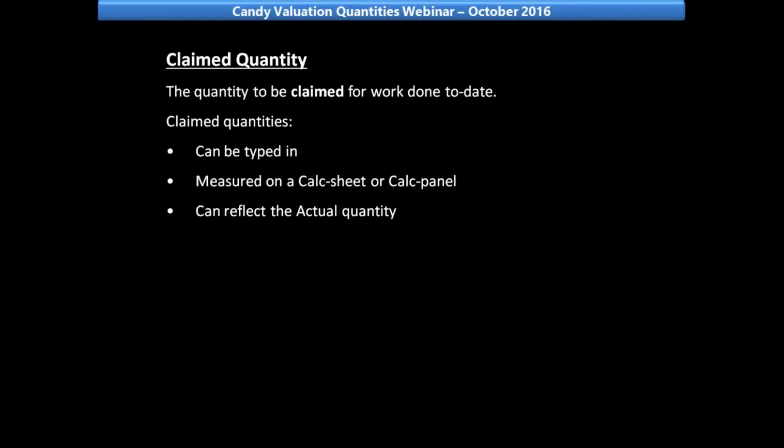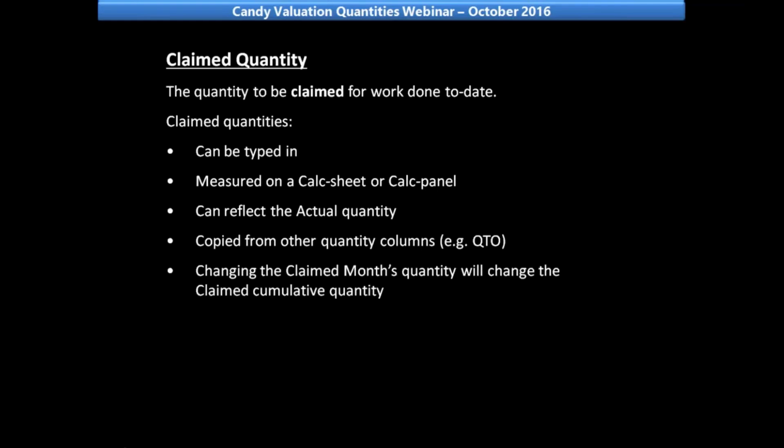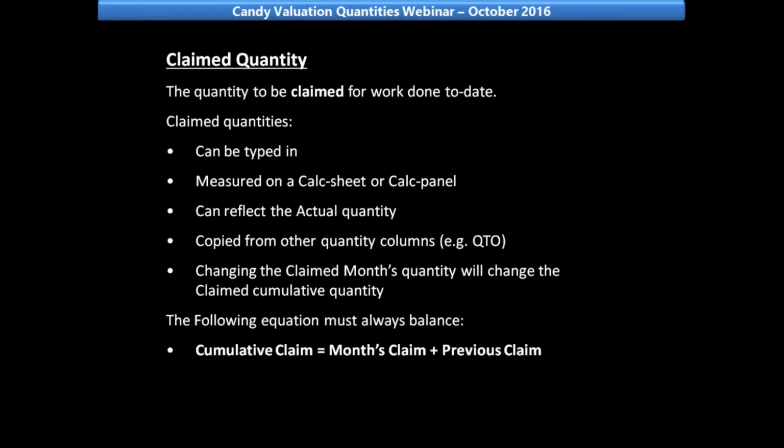Then we have claimed quantity, the quantity to be claimed for the work done to date. Our claimed quantities can also be typed in, measured on a calc sheet or calc panel, can reflect the actual quantity, copied from other quantity columns, for example QTO. Changing the claimed month's quantity will change the claimed cumulative quantity. The following equation must always balance: my cumulative claim quantity equals my month's claim plus my previous claim.